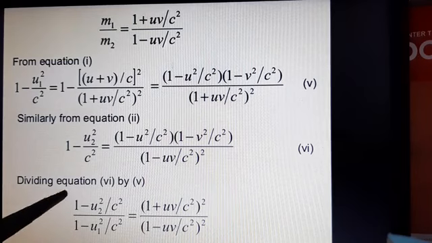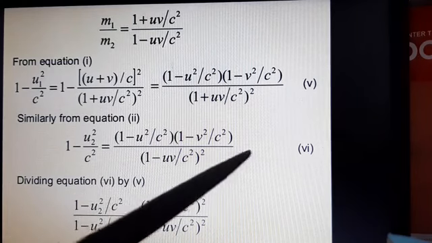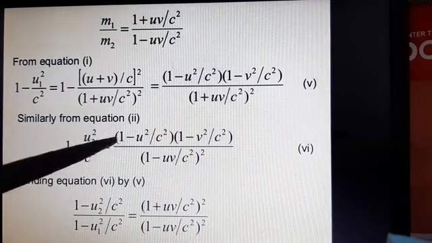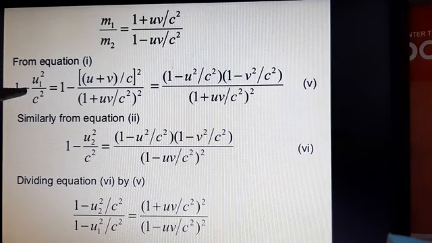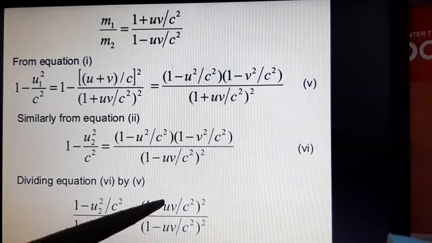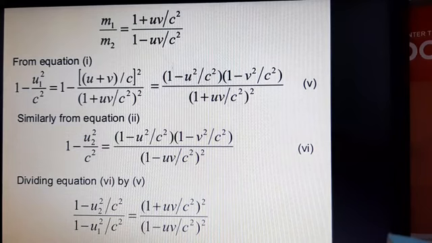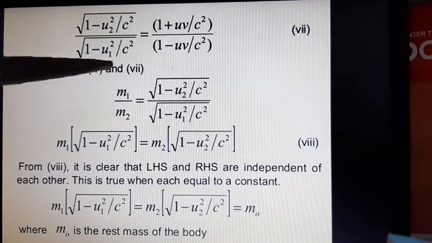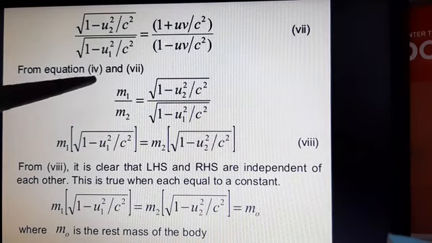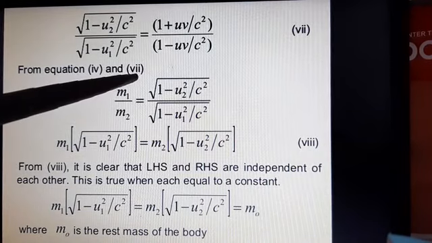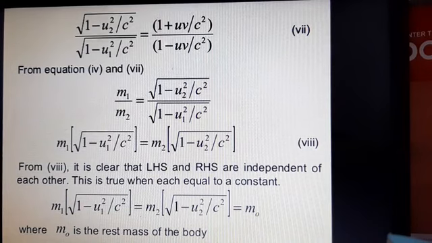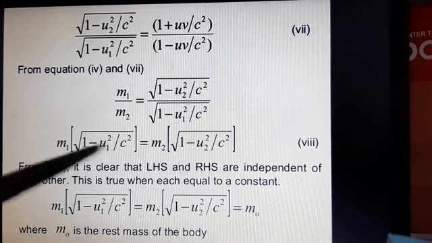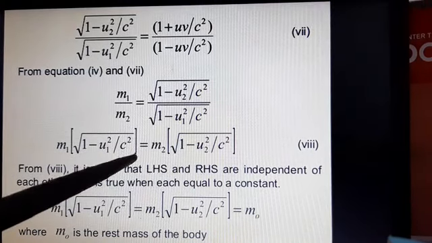Dividing the 6th and 5th equations, we will get 1 minus U2 square upon C square over 1 minus U1 square upon C square on the left hand side. Again on the right hand side we will get this answer. Then from equations 4 and 7 we will get M1 by M2 equal to this equation. On rearranging, M1 into this is equal to M2 into this.